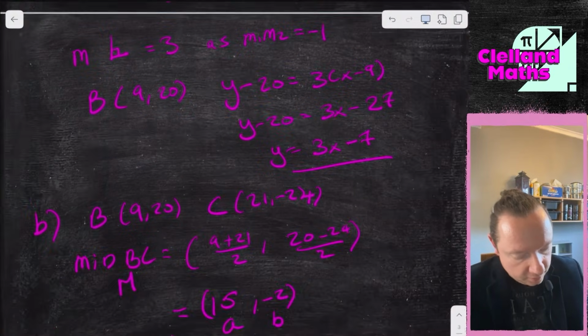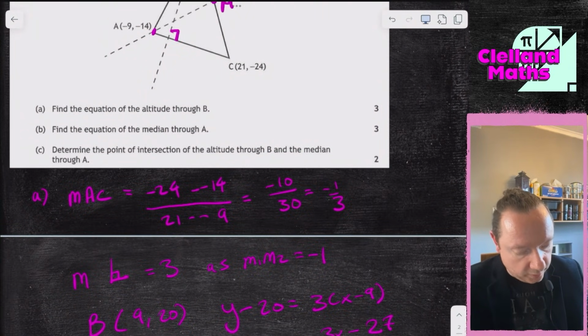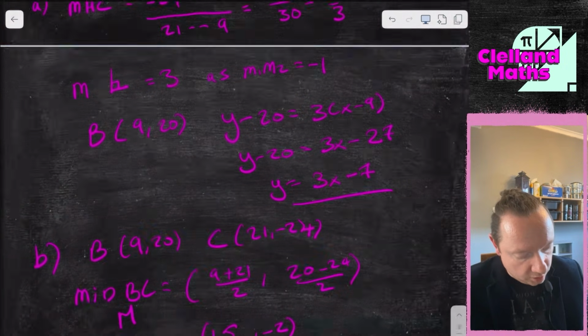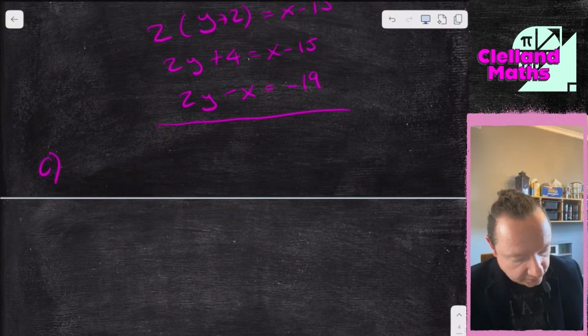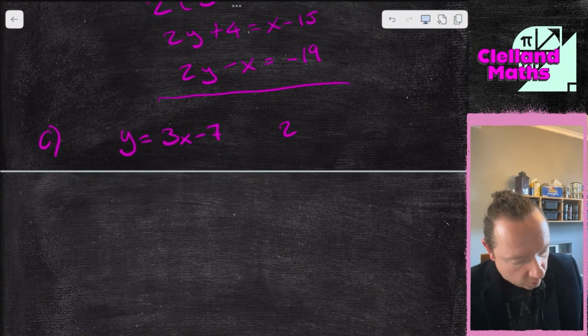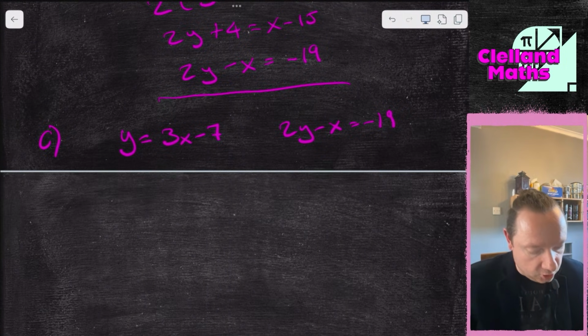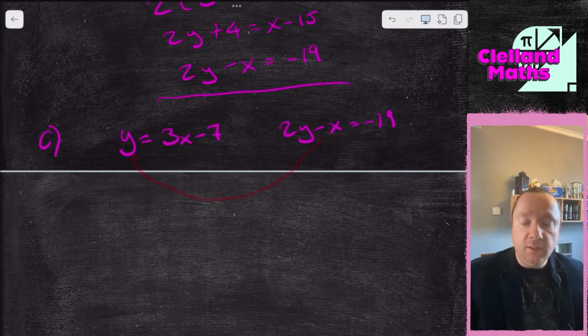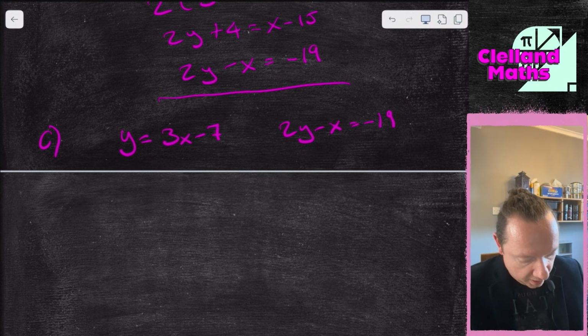So question C, find the point of intersection between the median and the altitude. I've got two equations, y equals 3x minus 7, and I've got 2y minus x equals minus 19. What are the ways to solve this? You could sub the y in for x here. You can make y the subject here and then make them both equal, or you could do it like National 5 Maths. I'm going to do it like National 5 Maths because I've got a feeling a lot of us would.